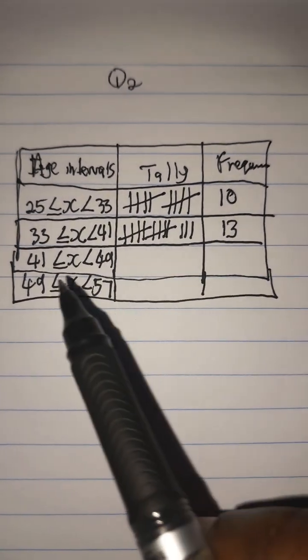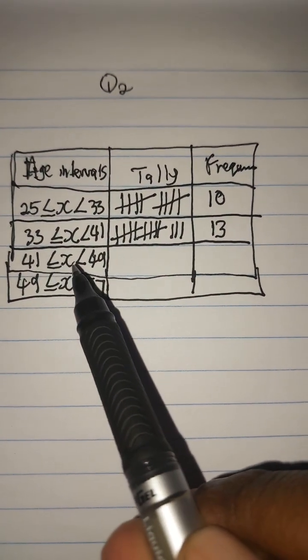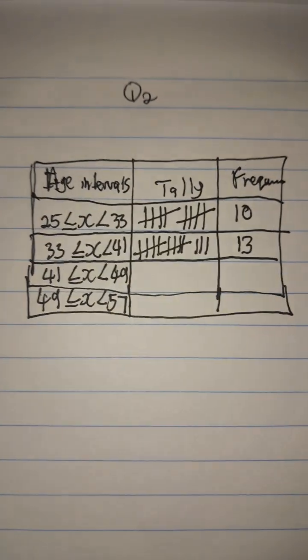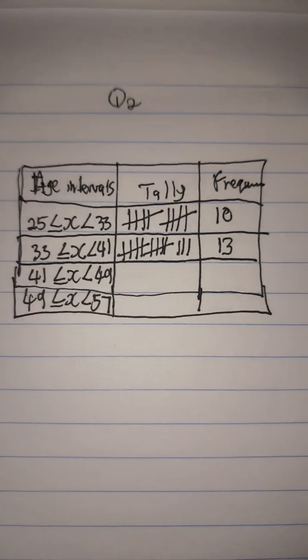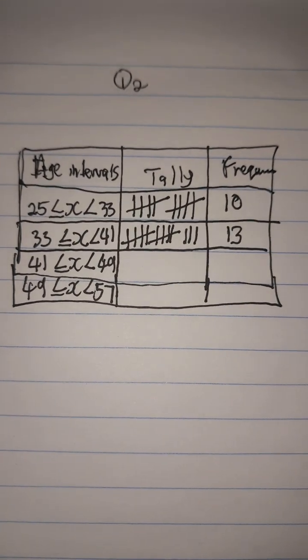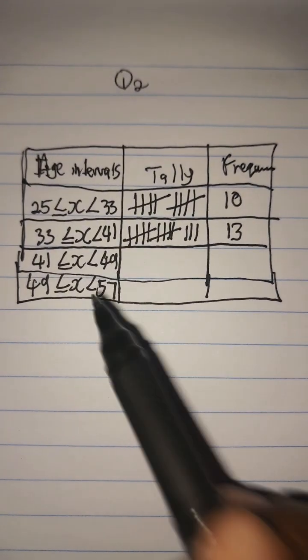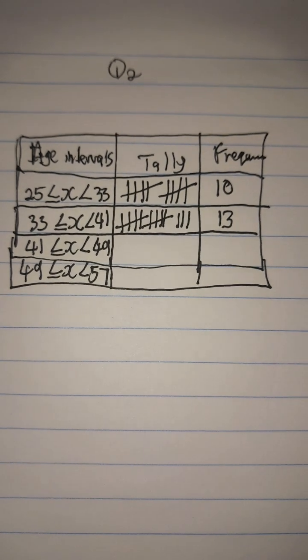This is a trick. Remember, I told you that 41 is greater than x, but lesser than 49, right? So let's go to the table and count. We'll also count for this one so that we'll complete the table, right? So in this case, 41 to 48, don't forget.